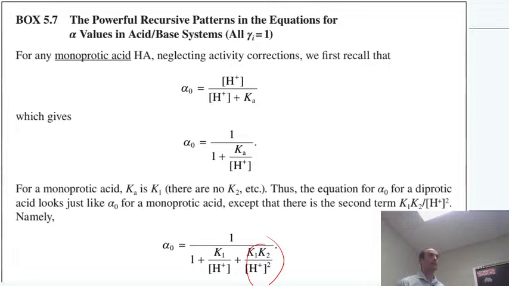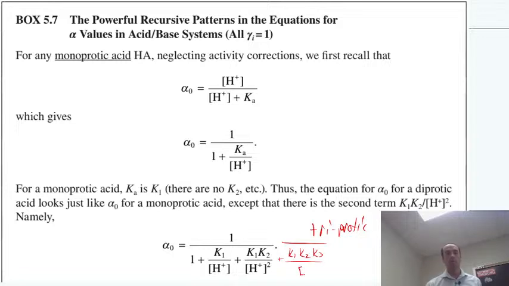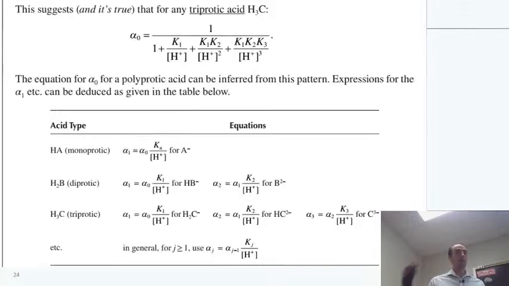That's the new piece. And so if we were going to a triprotic system, what we would expect, if we had to guess, would be plus K1, K2, K3, divided by H plus cubed. Right? Seems like that would be the logical next step. So we can actually solve a lot of systems in that manner.